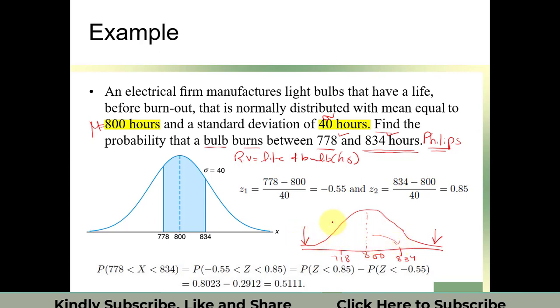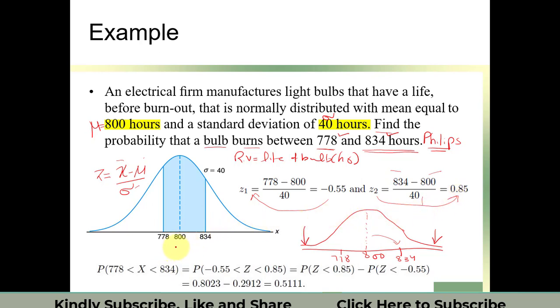Now we will write the z formula, because we have to convert our random variables into standardized z values. The formula of z is x minus mu, please memorize this formula, divided by sigma. In the first case 778 will be our random variable value, the mean value is 800, and sigma, the standard deviation, is 40. For the second case 834 will be the value of the random variable, 800 the mean, 40 the standard deviation. Using the calculator you can easily calculate the values of z1 and z2.